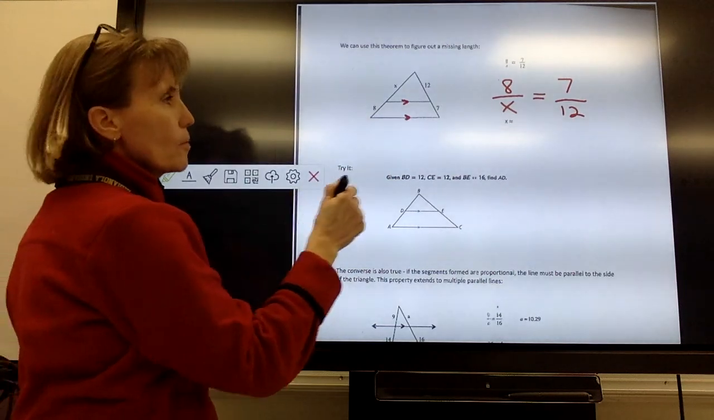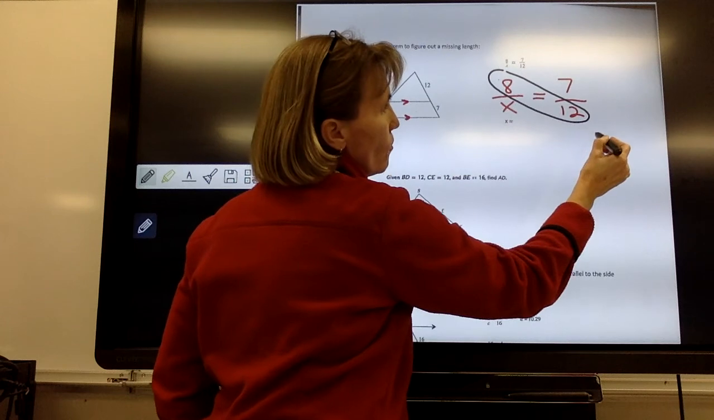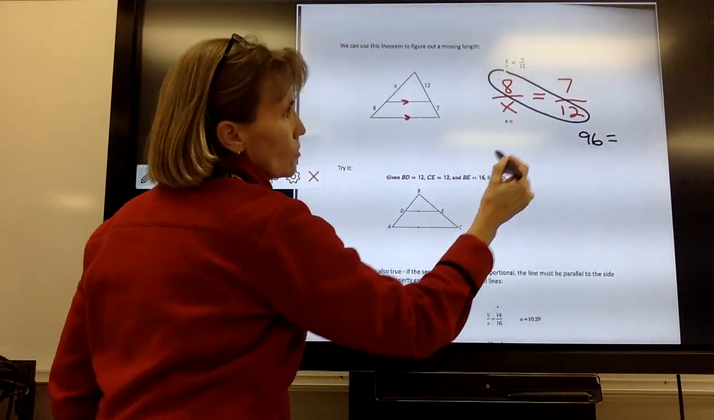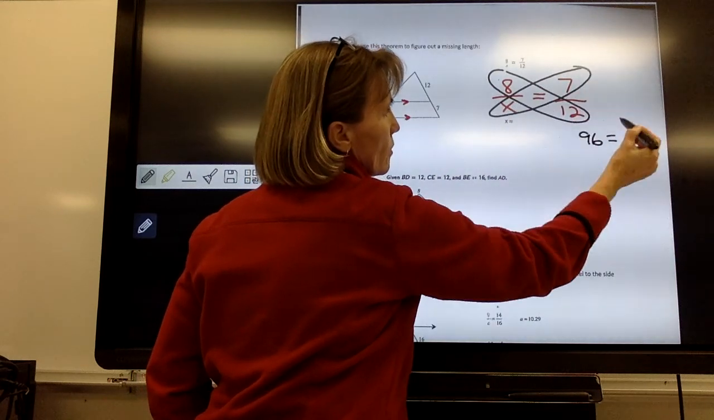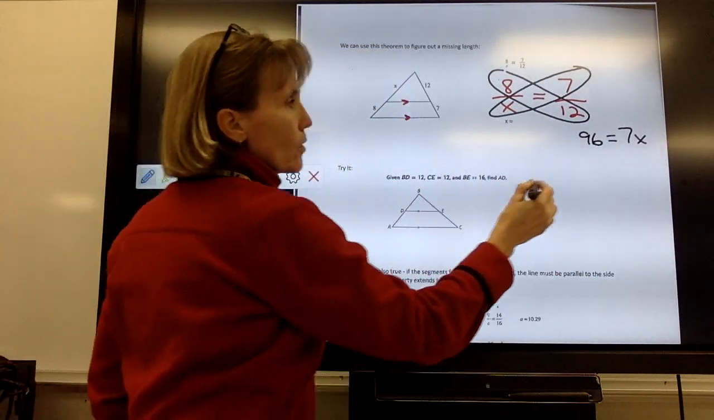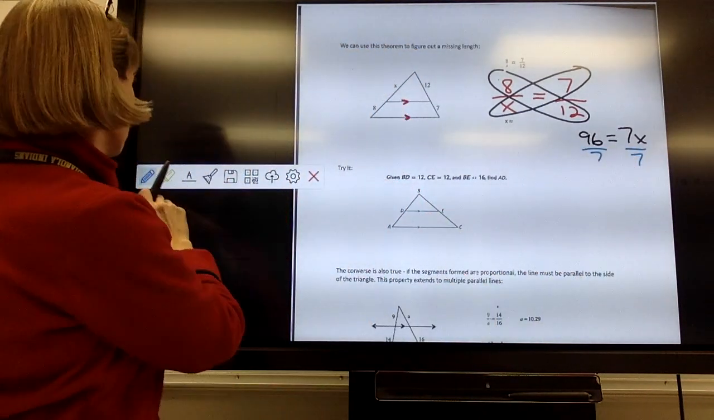Once we set up our proportion, we're going to look at our cross products. We're going to take 8 times 12. 8 times 12 is 96, and that is equal to this product here, which is 7x. We're going to solve that by dividing both sides of the equation by 7.